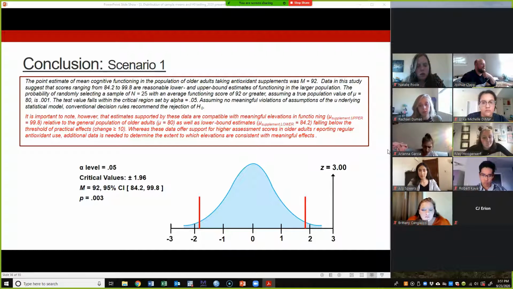Do we have evidence based on the data that the population of older adults taking supplements has a mean functioning score that's different than 80? Do we have data to support that? Yes. Yeah. Okay.